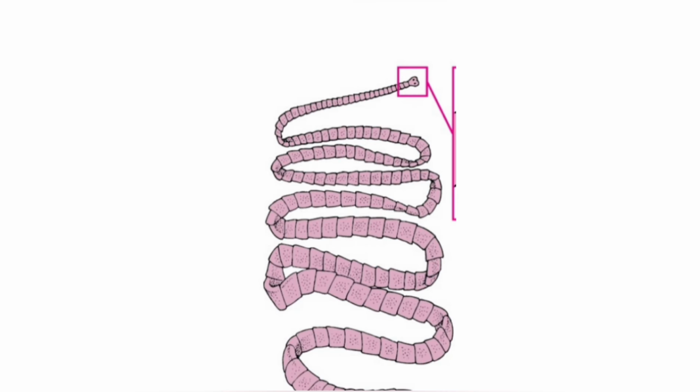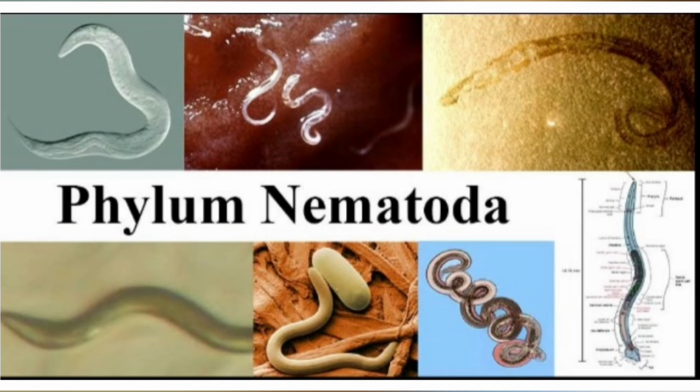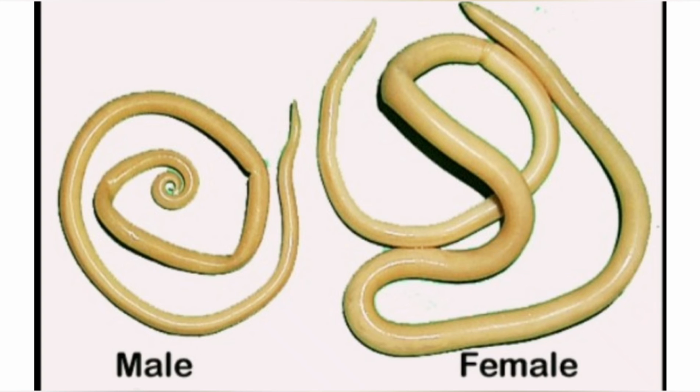Platyhelminthes. As the name suggests, they are flatworms. Their body is thin and flat. They mostly live as parasites in the bodies of other animals. That means they live in the bodies of hosts. Common examples, tapeworm and liver fluke. Nematoda. They are roundworms. Their body is rounded and unsegmented. They mostly live as parasites in the body of animals, including humans. Common examples, ascaris, etc.